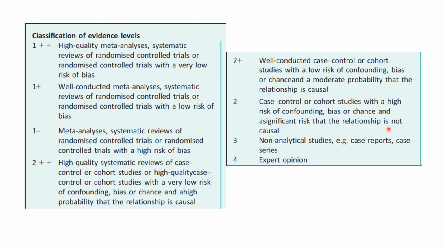So you can see that in the three areas of 2, there is 2++, there is 2+, and there is 2-. In all of these, the kind of studies that have been included are not analytical studies, but rather they are high quality case control studies or cohort studies. And depending upon the risk of bias or the risk of the confounding factors, they have been further categorized into 2++, 2+, and 2-.